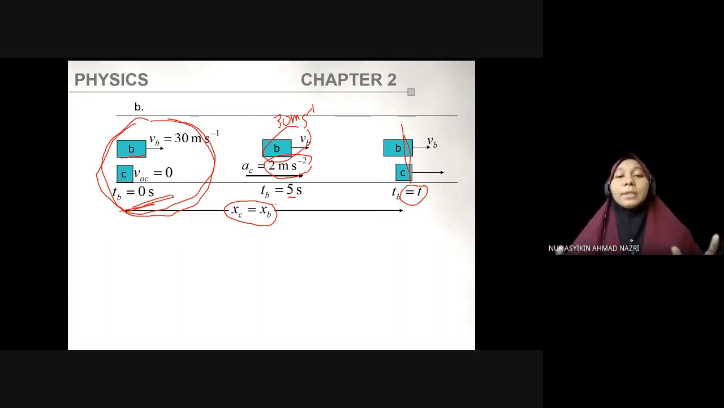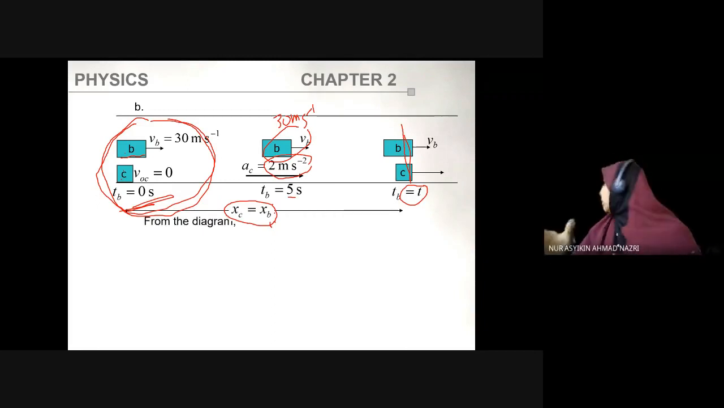Dekat mana? Pada jarak berapa? Masa tak sama lah, sebab yang ni tadi dia dah tercicir 5 second kan. So masa tak akan sama. Tapi distance tu kita nak bagi sama. Kalau masa nak sama, mungkin distance tak sama pula. Alright, so now we focus on finding the same distance so that the bus and the car are at the same level.